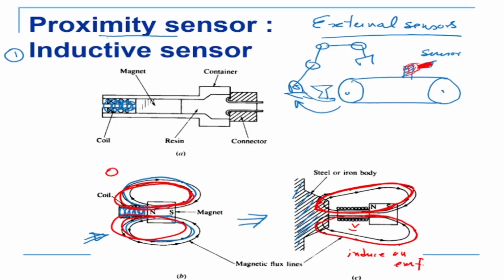So this type of sensor is called a proximity inductive sensor. It is called inductive because it is using the principle of induction. An EMF is being induced in the copper coils. This is a sensor which is very commonly used in industries to figure out iron and steel parts.